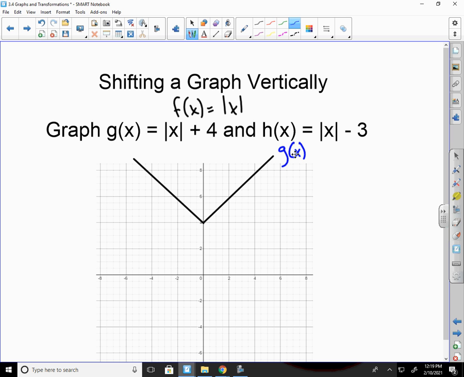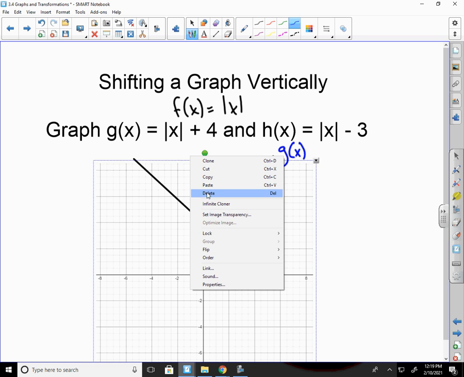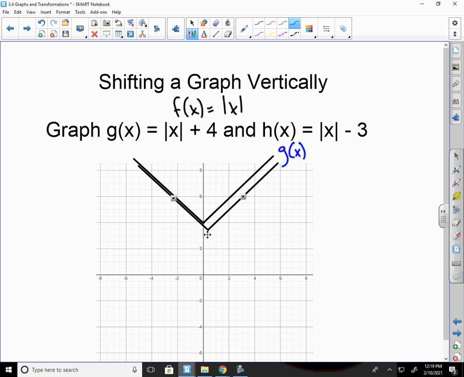So that would be g of x. To find h of x, we would take our original and shift it down 3 units. And that would be h of x. We're just picking it up and moving it down. That's what shifting graphically does. It moves it up and down.